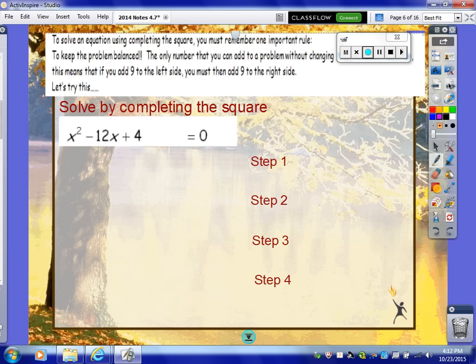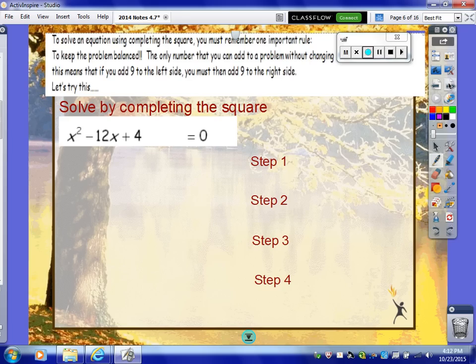All right, let's go through that process. All right, so you got to be careful with this. To solve an equation using completing the square, you must remember one important rule, to keep the problem balanced. So whatever you add to the left side, you got to add to the right side. Okay, so keep that in mind because that's one mistake that people make.